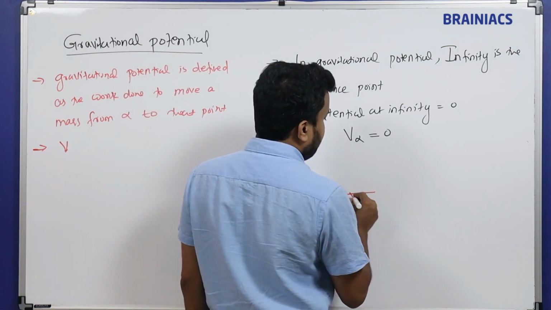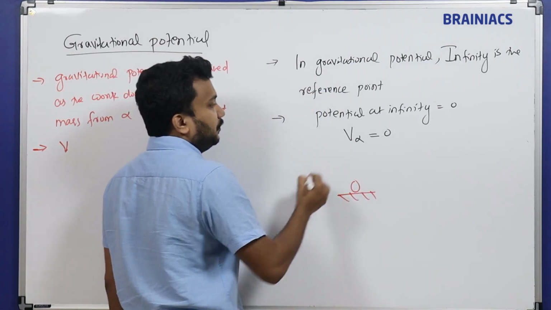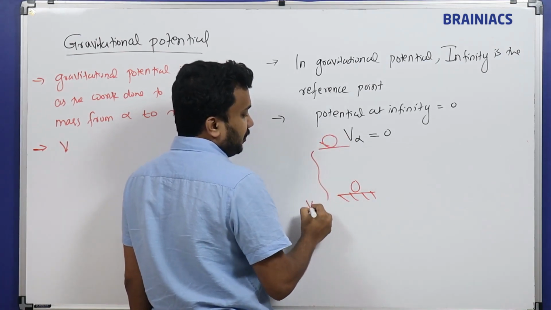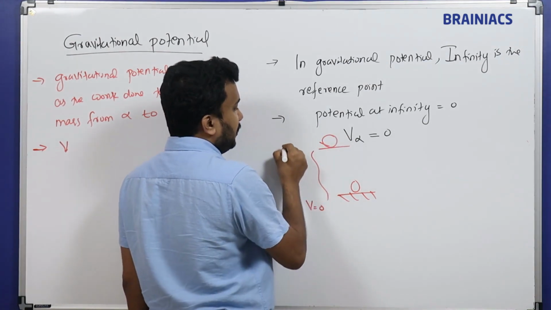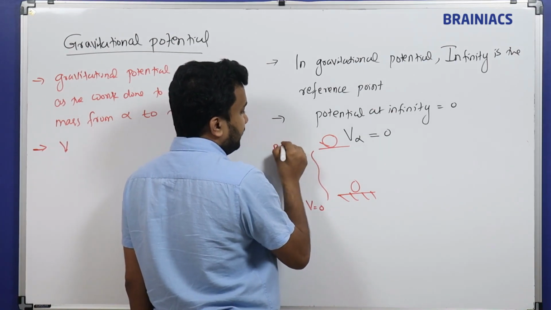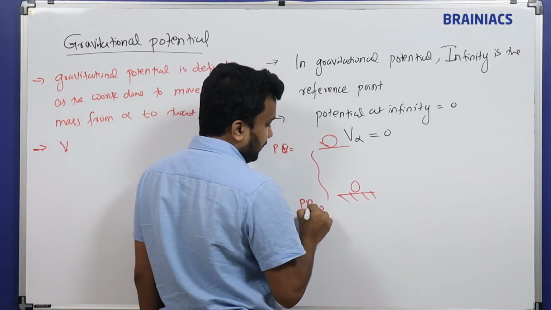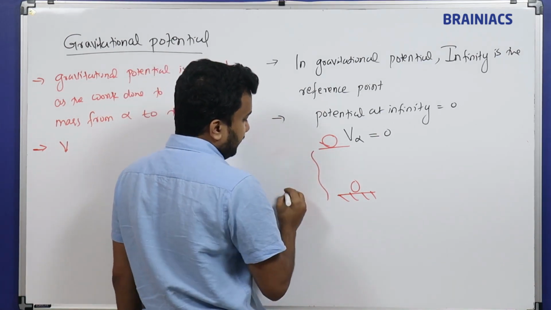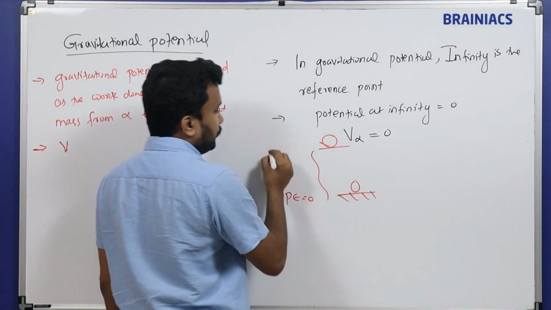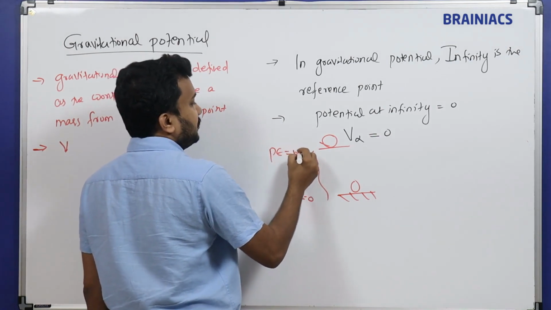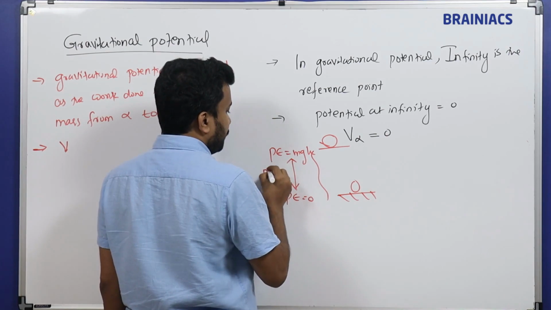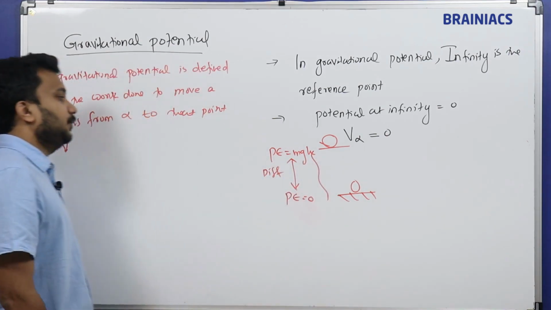Now in the previous example, I told you the ball will be here, and now the ball is at a height of h meters away. So here potential energy is equal to 0. Here potential energy is equal to mgh. We will always say potential difference.